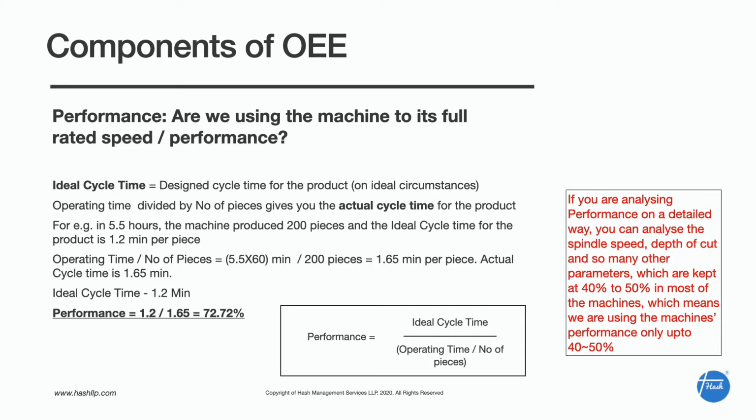Now we are going to look at this ratio: the ideal cycle time divided by the actual cycle time. Ideal cycle time here is 1.2. So I should have run the machine at 1.2 minutes per component. But what I have done is run the machine at 1.65 minutes per component. So there is a ratio. It's 72.72%. So out of 100%, I have run the machine only at 72.72%. This is the performance parameter.